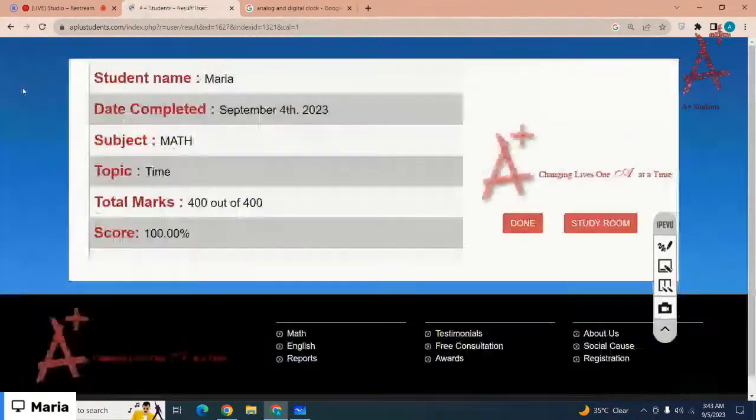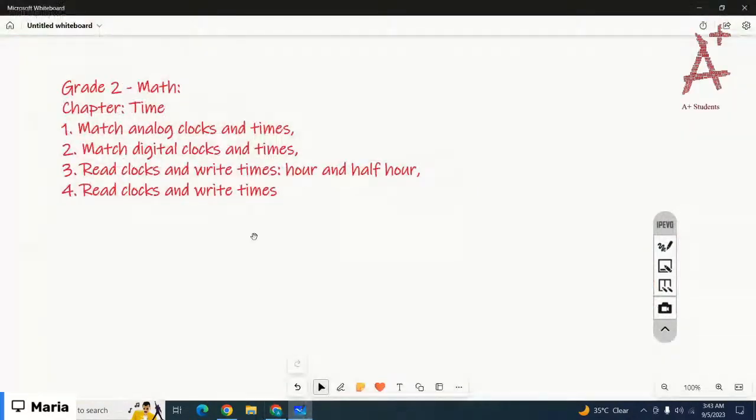Okay, we are done with the lesson. So we were working on grade 2 math and we're working on the chapter time. The lessons we have covered today are match analog clocks and times, match digital clocks and times, read clocks and write times, half an hour and half hour, read clocks and write times.